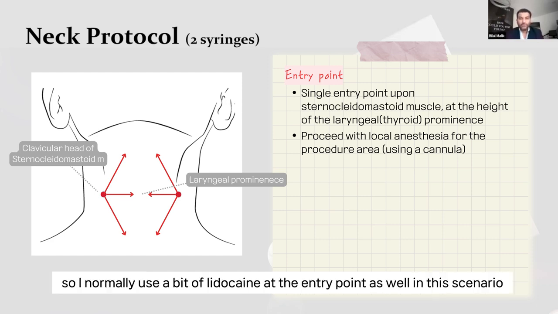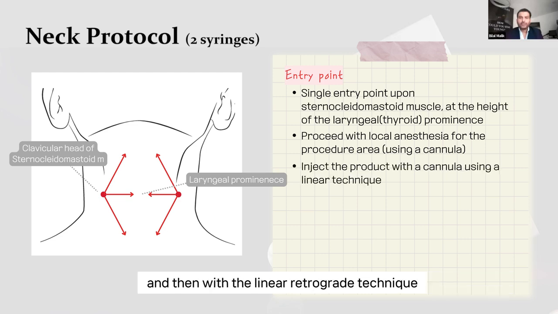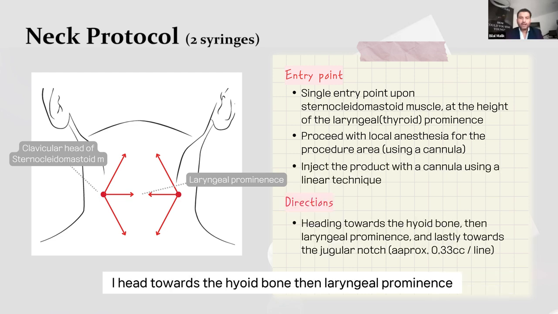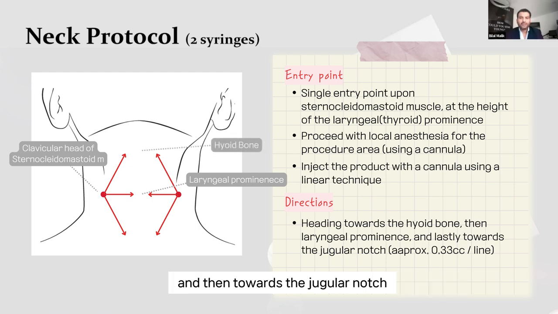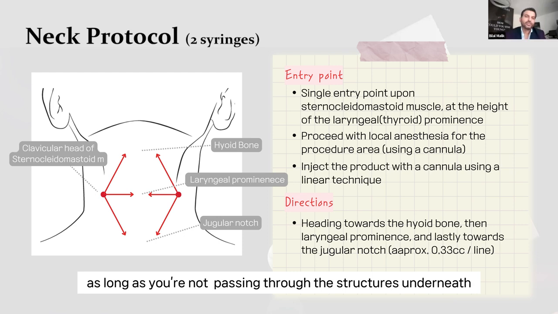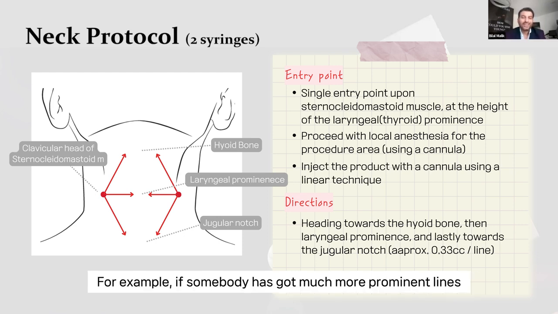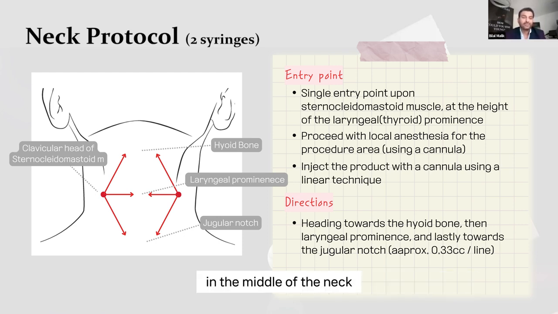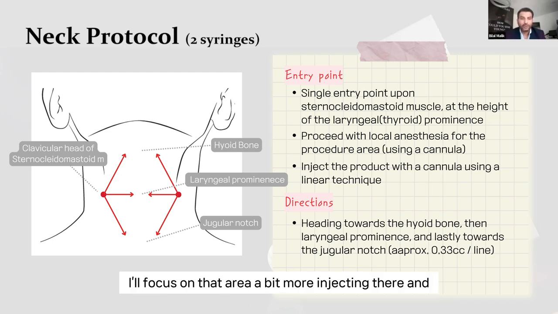So I normally use a bit of lidocaine at the entry point as well in this scenario, and then with the linear retrograde technique, I head towards the hyoid bone, then laryngeal prominence, and then towards the jugular notch. It's a guideline. And remember that you're not going to do anything wrong as long as you're not piercing through the structures underneath. So for example, if somebody has much more prominent lines towards the mid of the neck, I will focus on that area a bit more, maybe inject a little bit more there and a bit lesser amount on the other vectors.